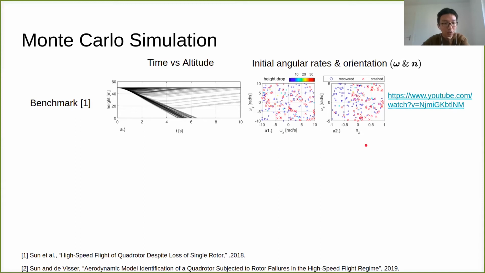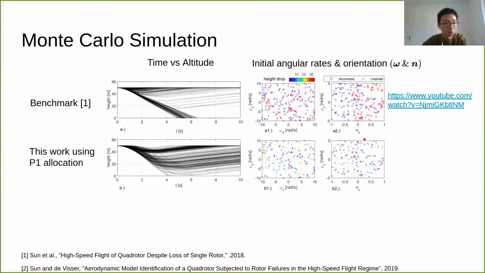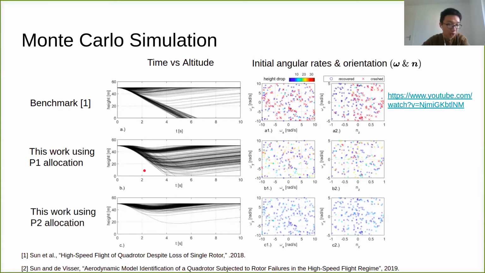We can see that over 50% of the simulations crashed, and most of them were initialized from an upside-down orientation, where NZ is positive. The second approach is our method, but with P1 allocation, and you can see that most trajectories recover before crashing. Now, if we use the P2 allocation, we can clearly see that the recovery performance is dramatically improved. Actually, over 90% of them recovered before falling 10 meters. The model used for these simulations can be found in the second reference in this slide.